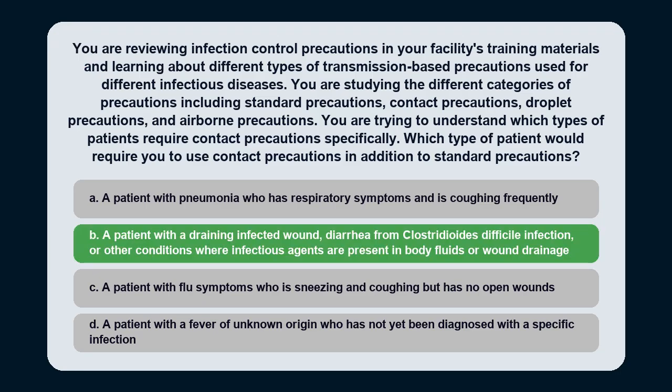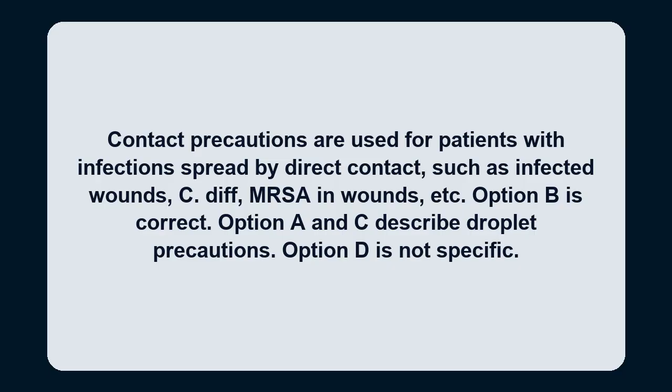The answer is B. Contact precautions are used for patients with infections spread by direct contact, such as infected wounds, C. diff, MRSA in wounds, etc. Option B is correct. Options A and C describe droplet precautions. Option D is not specific.